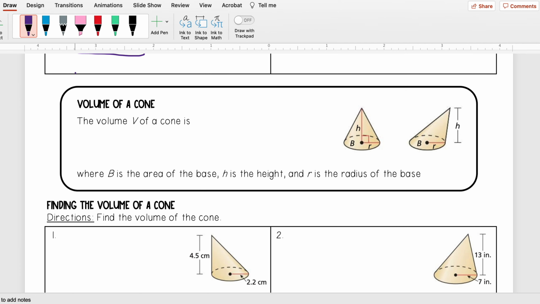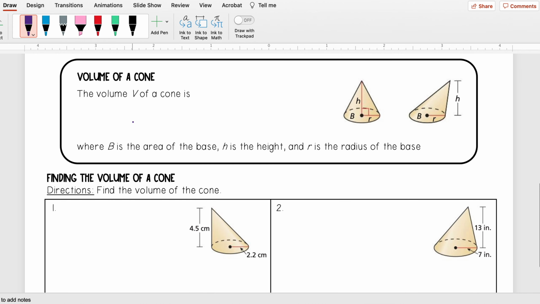For this video, we're going to be talking about finding the volume of a cone. So we just did surface area. Now we're going to find the volume. And the volume of a cone is that V is equal to 1/3 times the area of the base times the height. However, the base is always going to be a circle. And so that means that another way we can think about this is that it's just going to be 1/3 pi r squared h. And that's because the area of a circle is pi r squared.